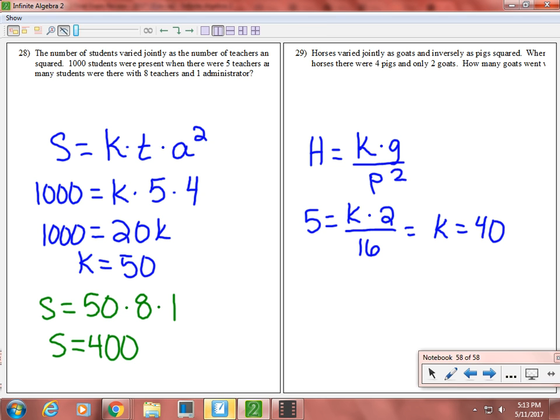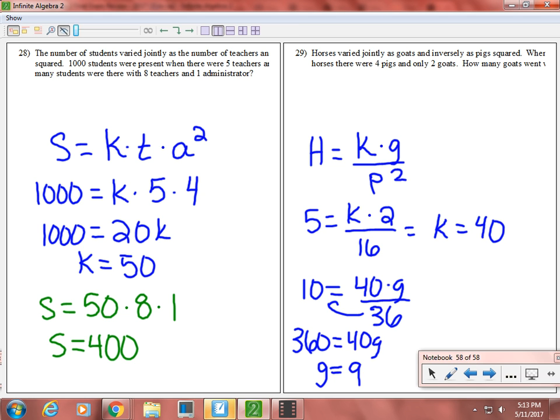So then I can go ahead and plug that back in. The next one says, how many goats are there? So I'm looking for goats when there are 6 pigs and 10 horses. So 10 equals 40 times G over pigs squared. There are 6 pigs, so that's going to give me 36. Okay, so when I multiply this to the other side, I get 360 equals 40G. So the goats, there are 9 of them.